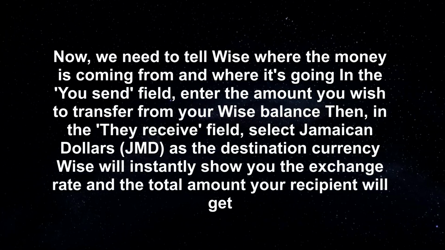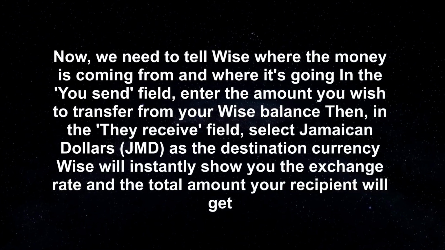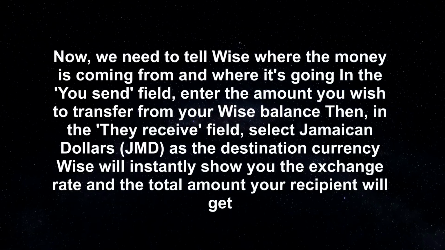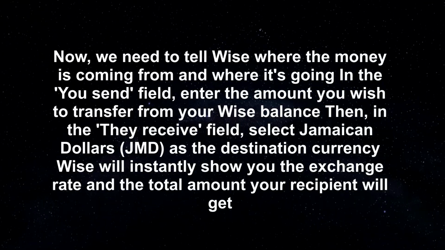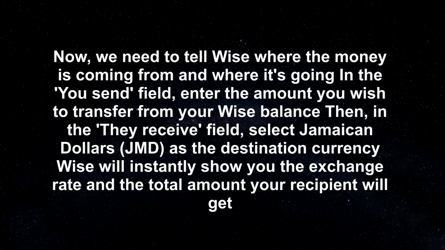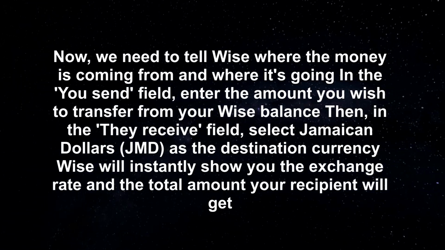Now, we need to tell Wise where the money is coming from and where it's going. In the You Send field, enter the amount you wish to transfer from your Wise balance. Then, in the They Receive field, select Jamaican dollars, JMD, as the destination currency. Wise will instantly show you the exchange rate and the total amount your recipient will get.